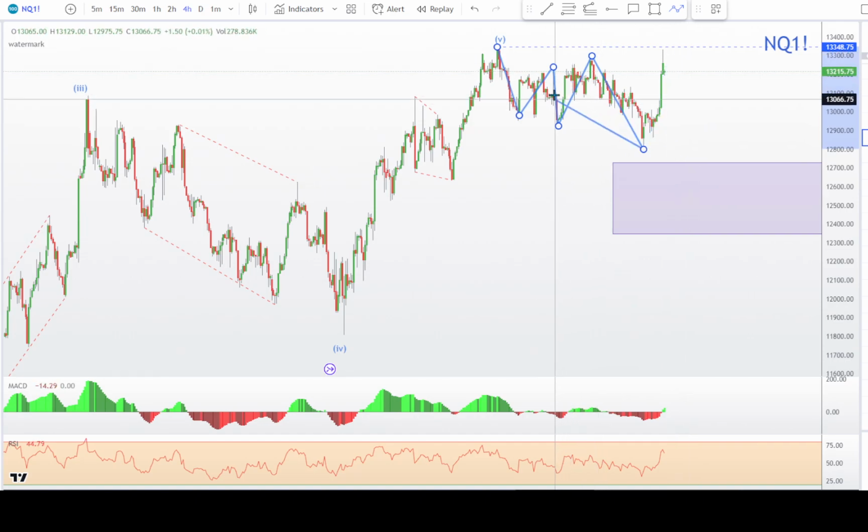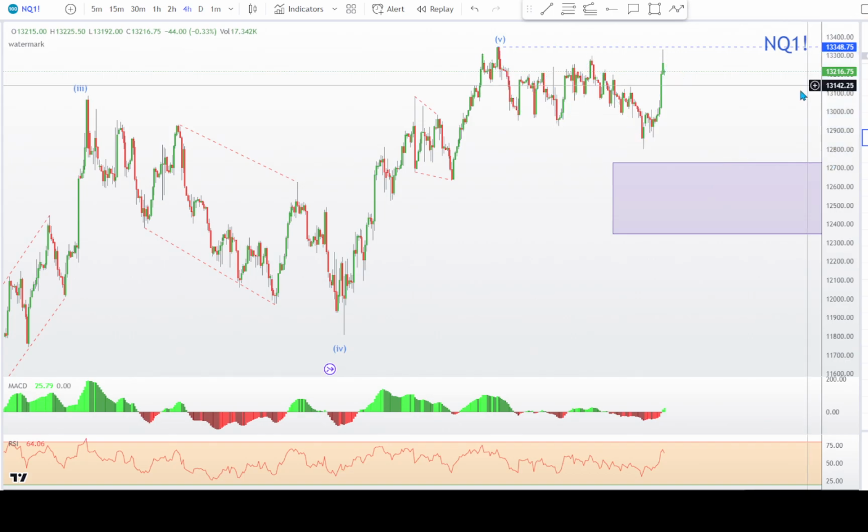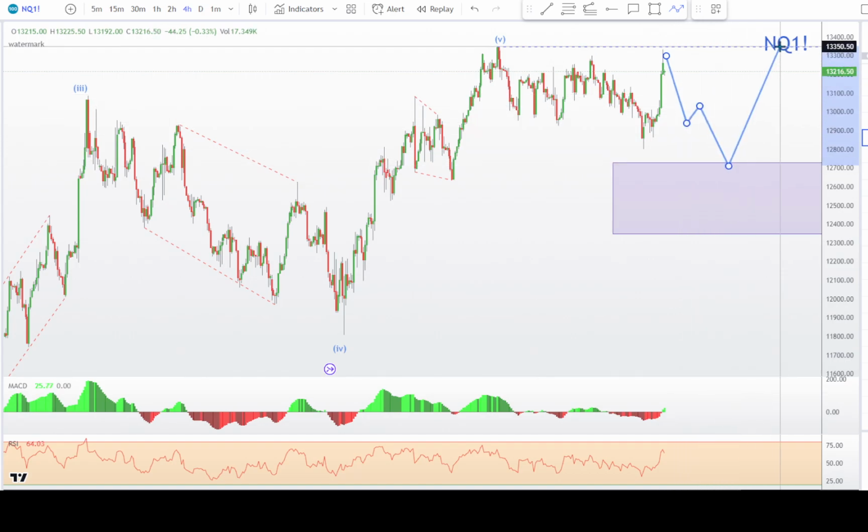It could come down, like this could be W, that was X, that came down for Y, go back up for X, and then one more for a Z wave. That would make sense. But they came so close, it seems like they want to go break this top. So two things. If they do come down, it'll come down in 3 waves, and then it'll go back up and break the top.